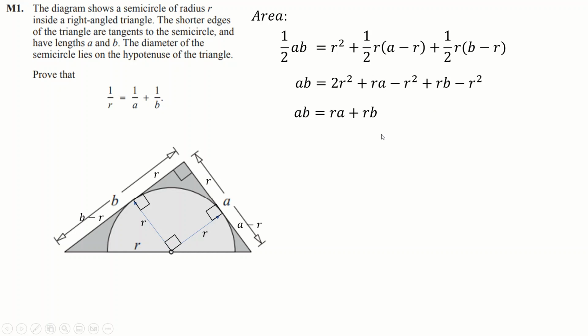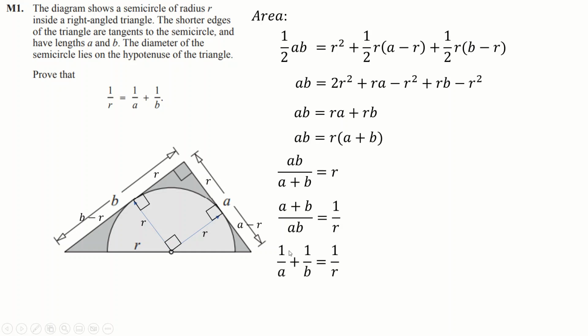2 ways to finish this from here. Either just factorize out the r straight away and divide, and then this is r over 1. So what I can do is flip r over 1 to make 1 over r, while flipping those two over as well. And then of course I can just say this is a over ab plus b over ab, which would cancel down to 1 over a plus 1 over b.